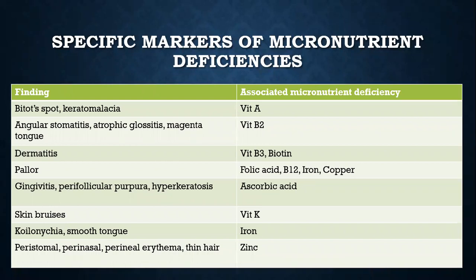perifollicular purpura, and hyperkeratosis. What is this perifollicular purpura? We know very well collagen is weak in vitamin C deficiency, that is scurvy. So there will be bleeding around the hair follicle. That is the reason for perifollicular purpura. Skin bruises can occur in vitamin K deficiency. And koilonychia and iron tongue occur with iron deficiency. Periorificial, that is perioral, perinasal, perineal erythema and thin hair occur in zinc deficiency. We call this acrodermatitis enteropathica.